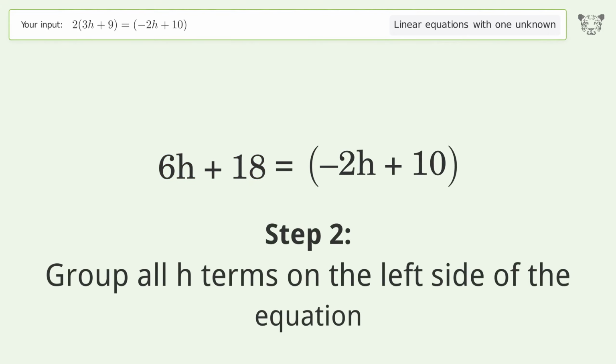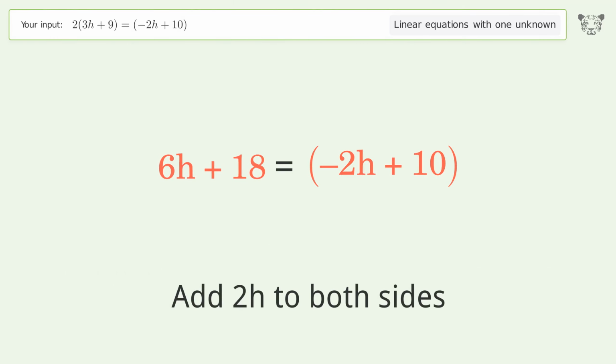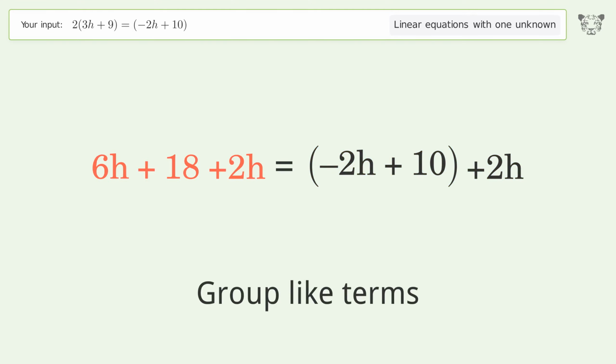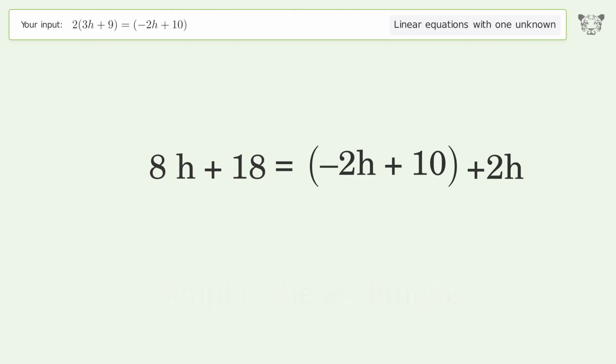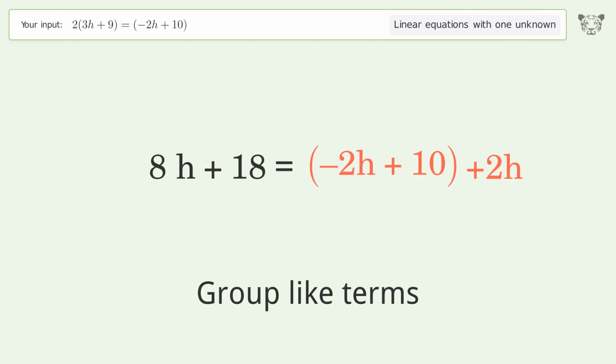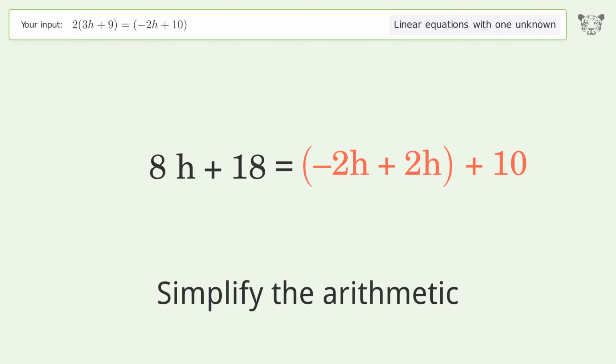Group all h terms on the left side of the equation. Add 2h to both sides. Group like terms. Simplify the arithmetic. Group like terms. Simplify the arithmetic.